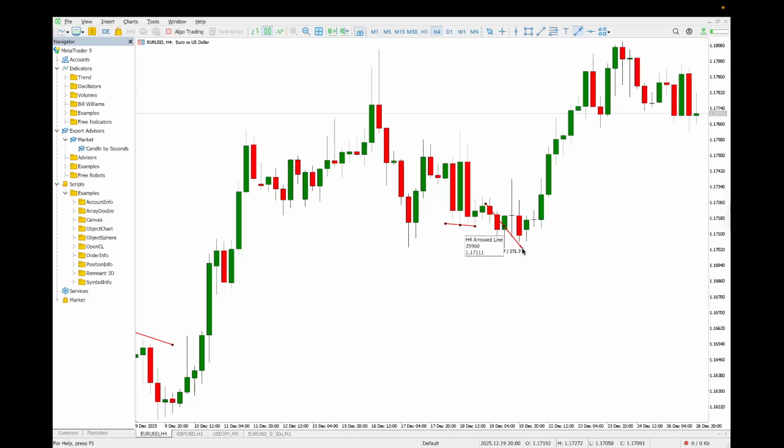We sweep it up and we move all the way up straight back into buy side liquidity, which is resting above this area here. So it is very straightforward. It's a very straightforward concept: buy side liquidity and sell side liquidity.